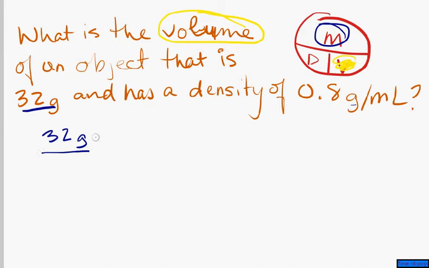Remember, always, always to include your units, no points, and that applies to any math that you do in chemistry. My density needs to go on the bottom. That's this number here, the 0.8 grams per milliliter is going to go on the bottom.